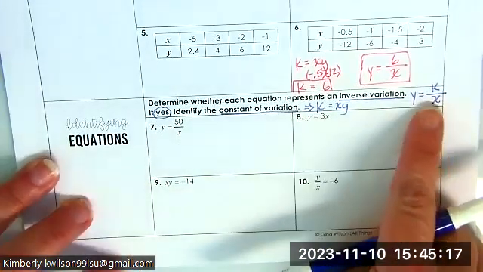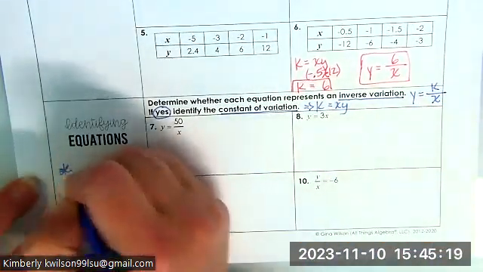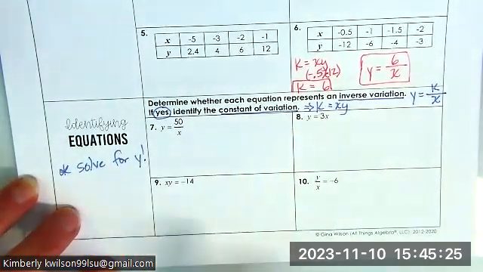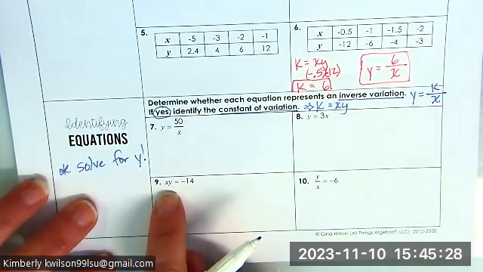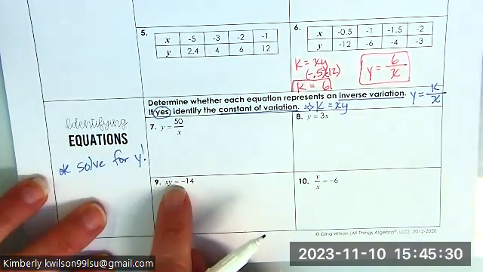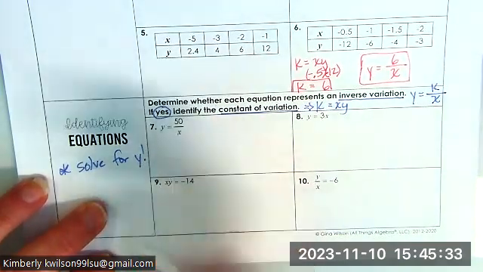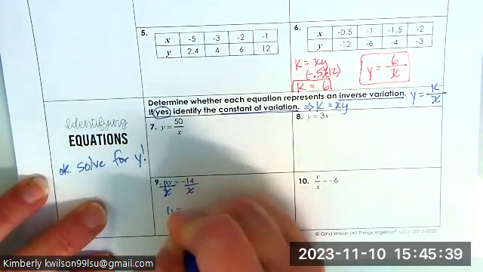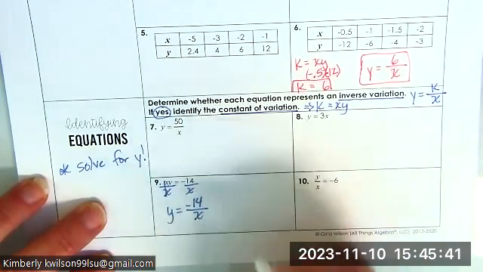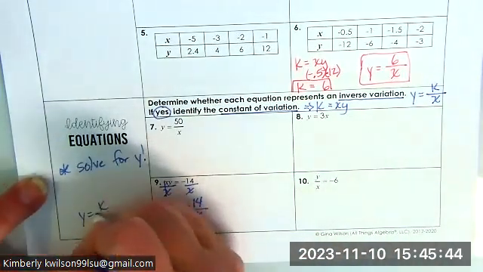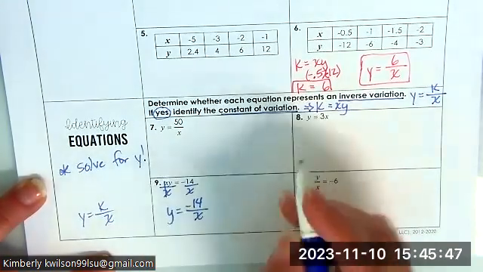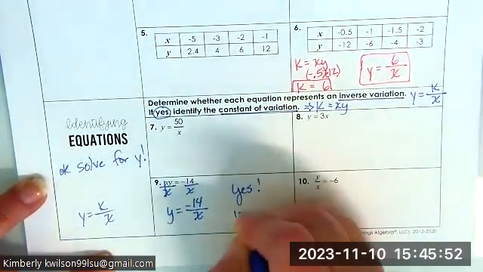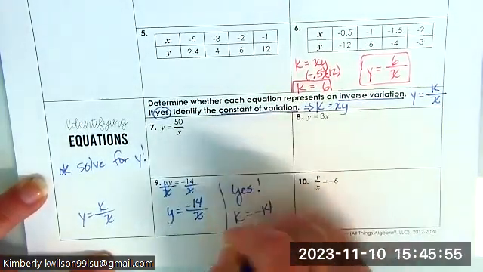First off, we want to get it in this form. So that means we have to solve for y. Y is not by itself here. So in order to get y by itself, what is connected with it? The x. How? By multiplication. How do I undo multiplication? We divide by x on both sides. So we have y equals negative 14 over x. Does it look like y equals k over x? Yep. So therefore, this is a yes. It is an inverse variation, and my k is negative 14.